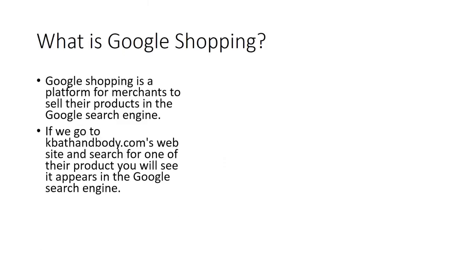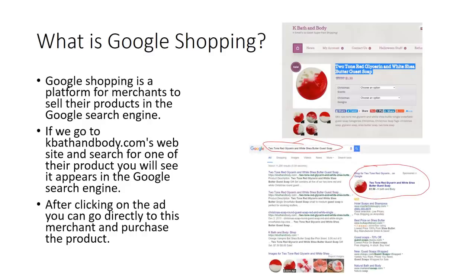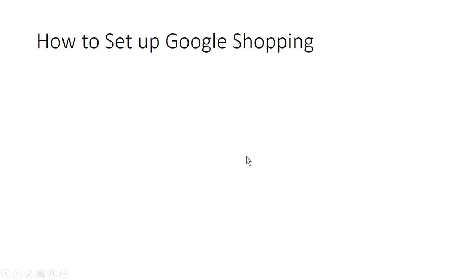If we go to kbathandbody.com's website and search for one of their products, you'll see that it appears in the Google search engine. So after clicking on the ad, you can go directly back to the particular product. So here's 210 red glycerin white shea butter soap. You can see it here appearing in the search engine for that keyword phrase, and it's in the shopping here. So that's one of the things that you want to do to increase your sales.